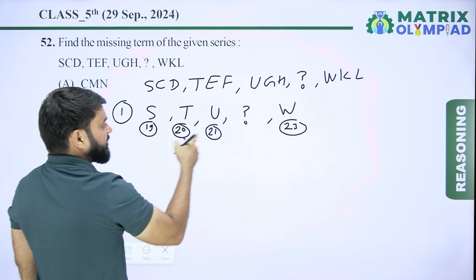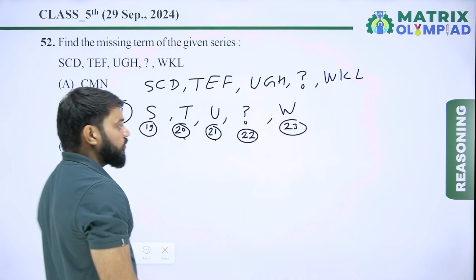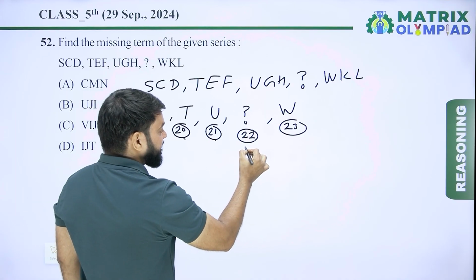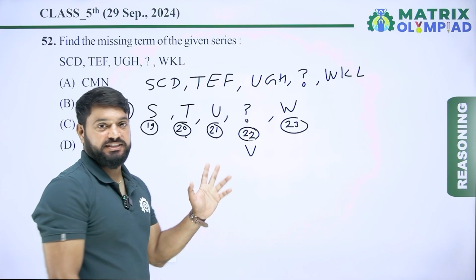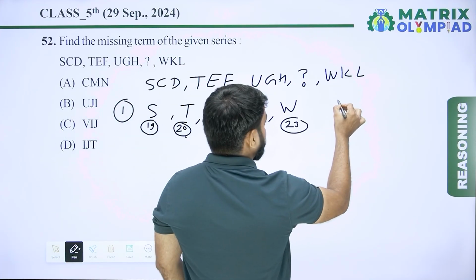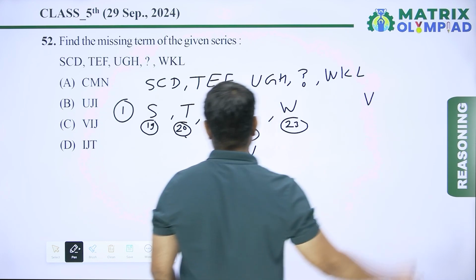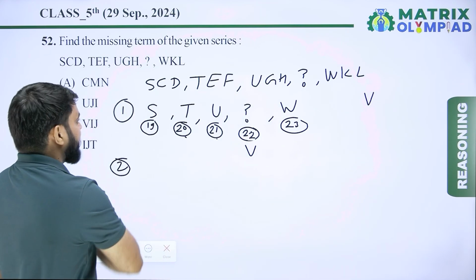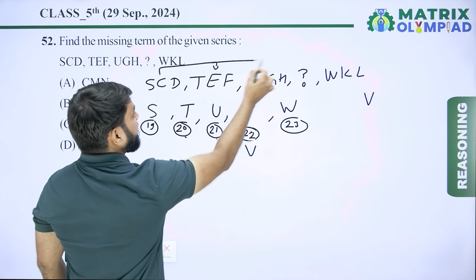So 19, 20, 21 and the missing number is 22. It means V, because the place value of V is 22 in the English alphabet. So the first letter of the missing term is V. Now the second alphabet series. So choose the second letter of each term.